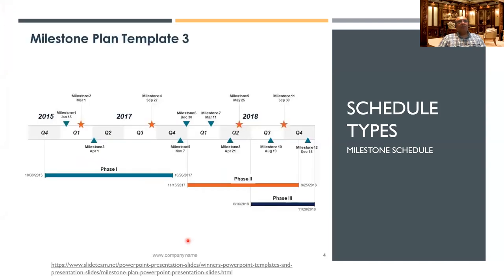If you didn't see this, the milestone plan I showed before shows you the main key dates, which are important for the whole project. Those dates are in the milestone plan. It doesn't really show you the activities. You have phase one, phase two, and phase three. So that is the milestone plan. I was showing you the milestone schedule.